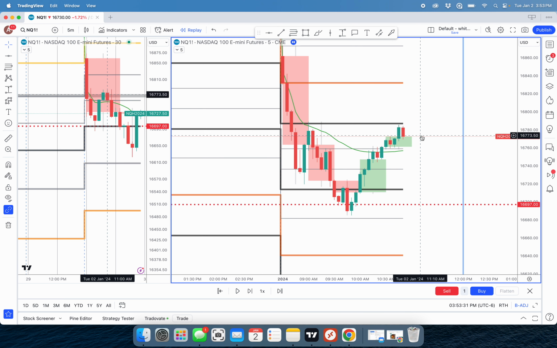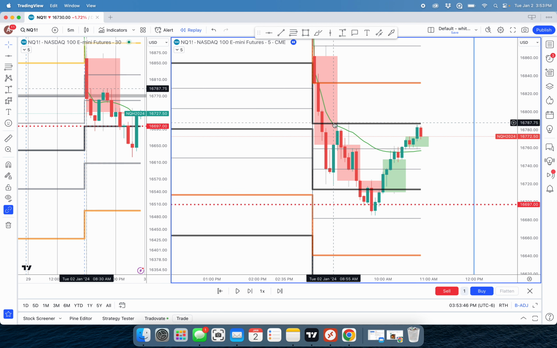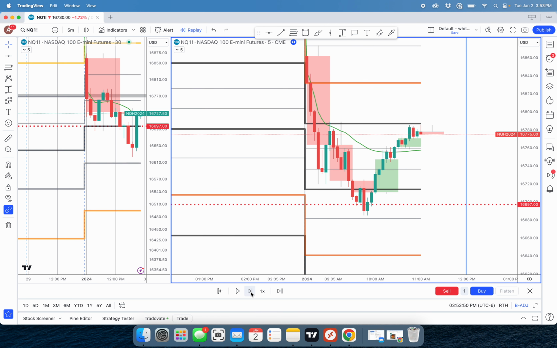Well, now you just sort of have to risk it. You have to be willing to risk something for something. So I'm willing to risk 5 or 10 points for another possible 60, 70 points. And we're still in the morning session. So let's see what ends up happening.